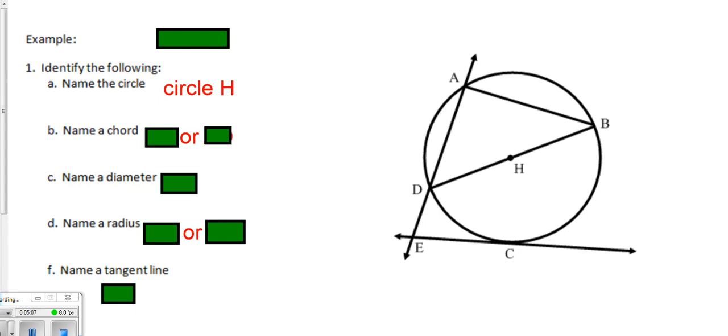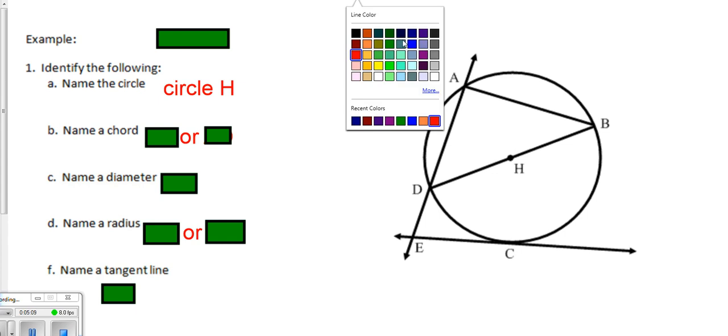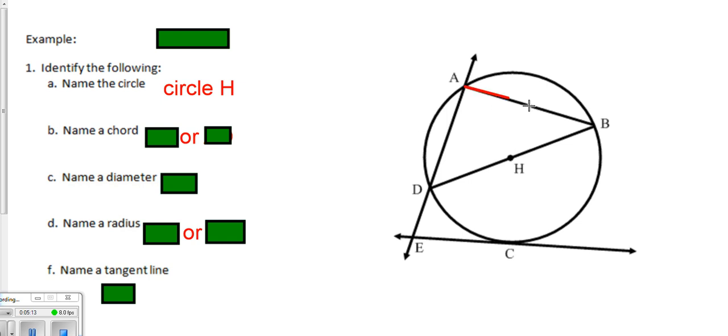To name a chord, I'll use red on this one. They're both going to start at A. This one goes A to B. That's one way we can name one of the chords. Another one we've got here is A to D. So our two chords are either AB or AD. Those are the two chords that we see in here.